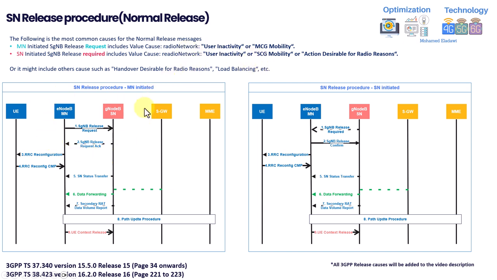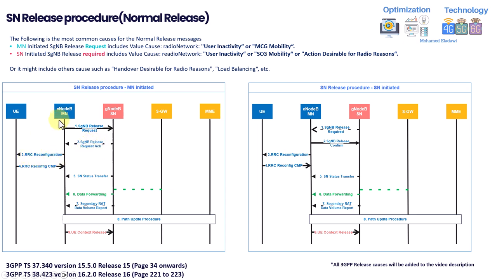So as you can see in the figure on the left, whenever the secondary release is initiated by the master node B, the master node B will send to the gNode B a secondary node B release request, asking: I would like to release my secondary leg. So the gNode B will send the release request acknowledgement, and usually this acknowledgement contains the details like what kind of information needs to be deleted.